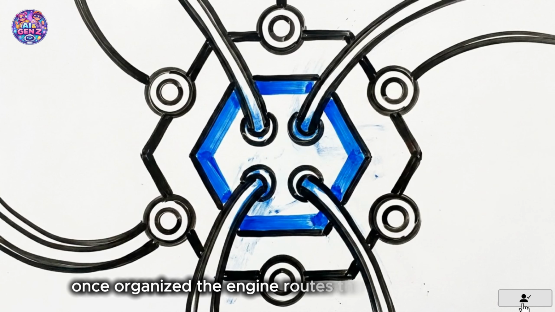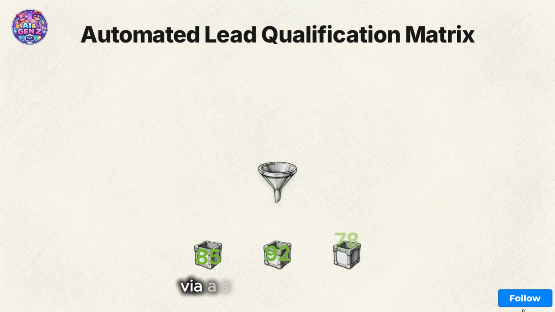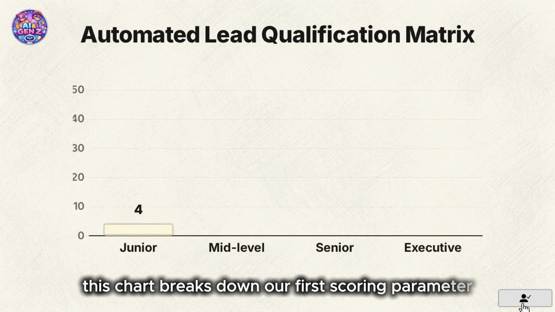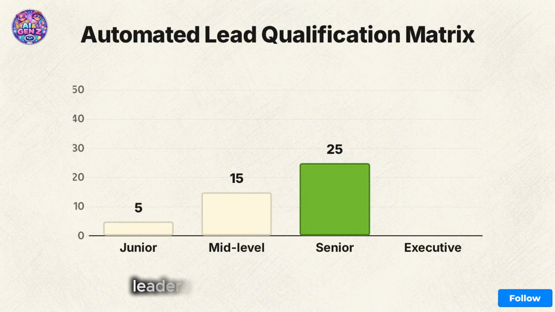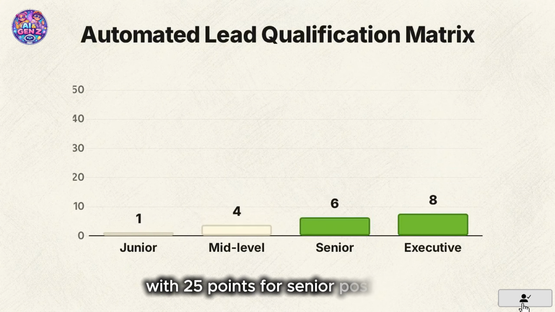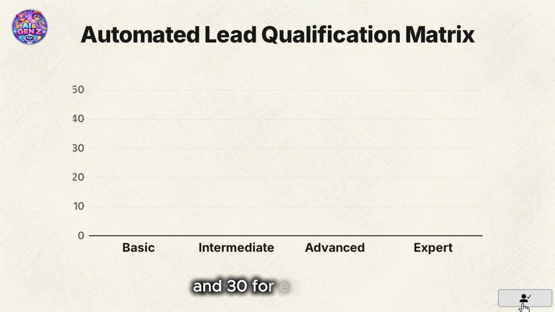This brings us to the core technical insight, the LLM evaluation node. The model reads the qualitative text and converts it into quantitative data via a strict grading rubric. This chart breaks down our first scoring parameter, seniority level. Junior roles receive 5 points, while mid-level roles earn 15. Leadership roles earn the highest rate, with 25 points for senior positions and 30 for executives.